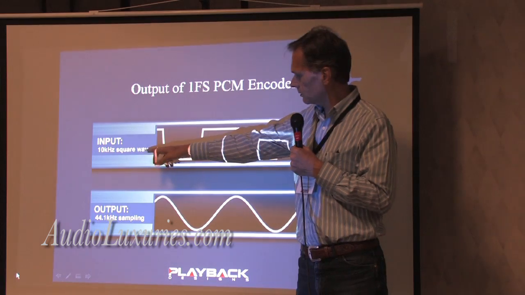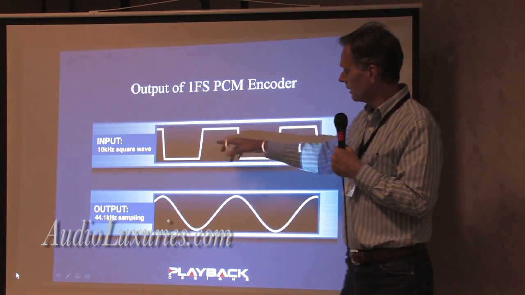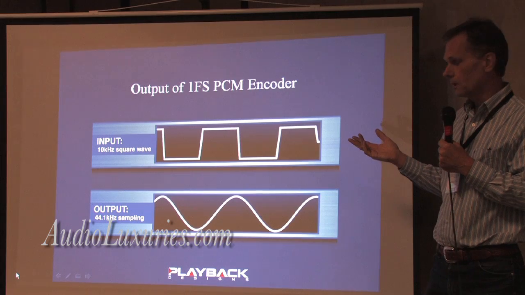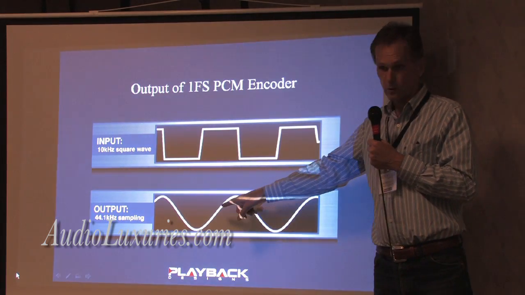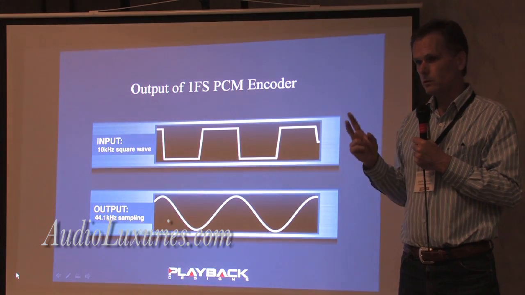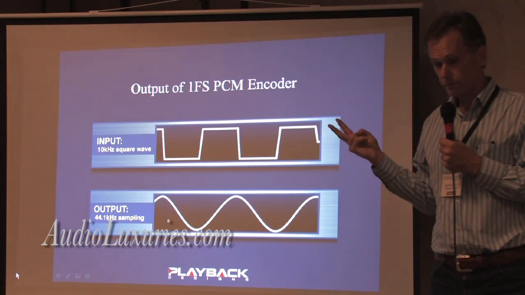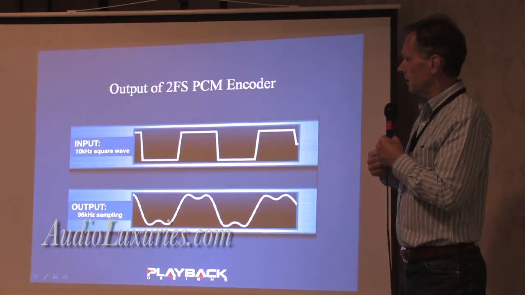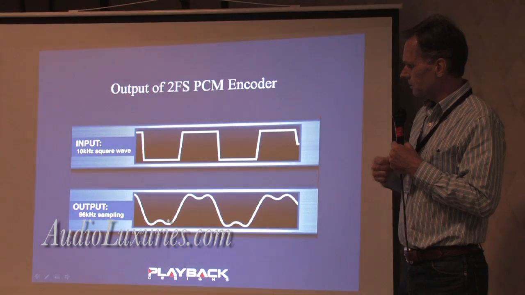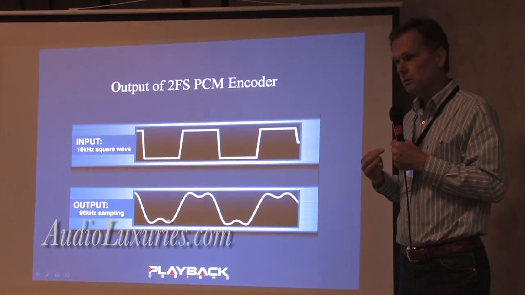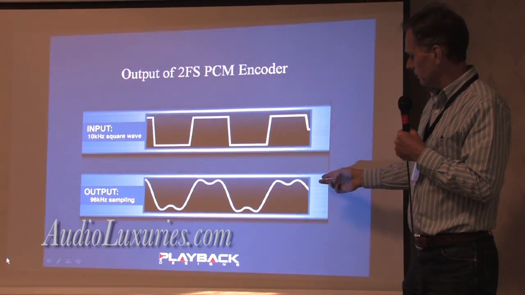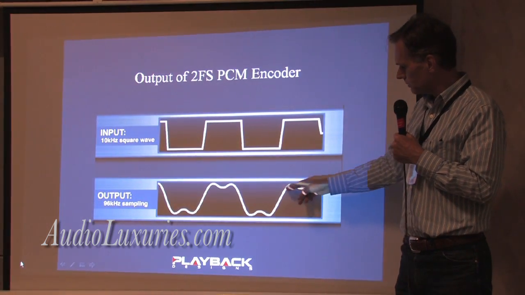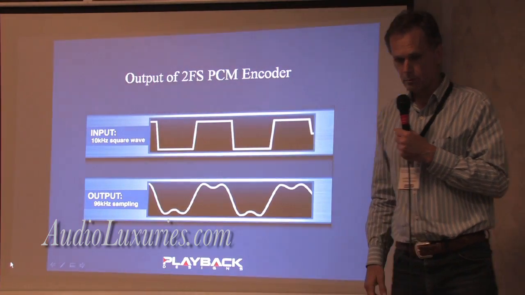And here I took a 10 kilohertz square wave and put it into a 1FS PCM encoder, so 44.1 kilohertz. What you get out of it looks more like a sine wave, because you only get one or two harmonics from that frequency. You can raise the sample rate of the PCM encoder to 96 kilohertz, and you get 3 to 4 harmonics out of it. And the output looks more like a square wave already, but still has very round edges and finite slopes.